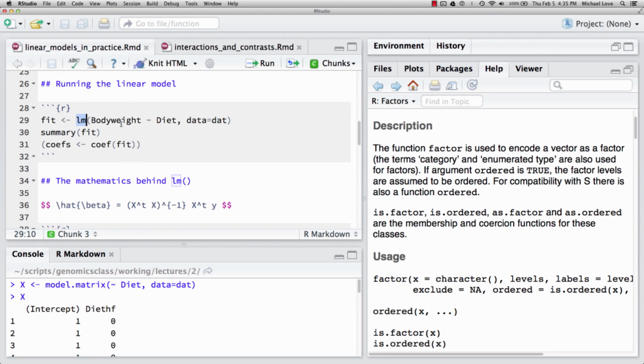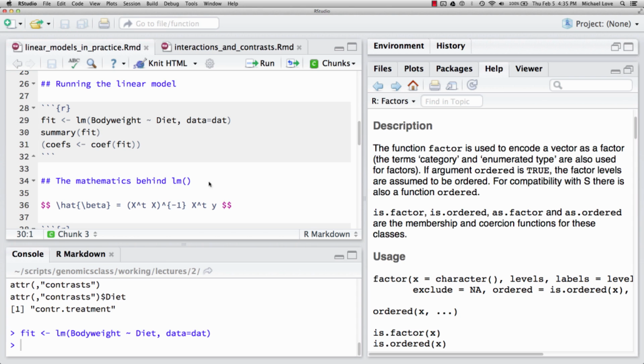We use the LM function for linear model. We use the same part of the formula that we used in model matrix, this tilde diet. We put in front of it the y. So we say we want to model the body weight over the diet. And all the information, you can go look for it in this data frame called DAT. Finally, we save this to an object fit because there's a lot of information and it makes sense to save it as an object and then to go in and access that information.